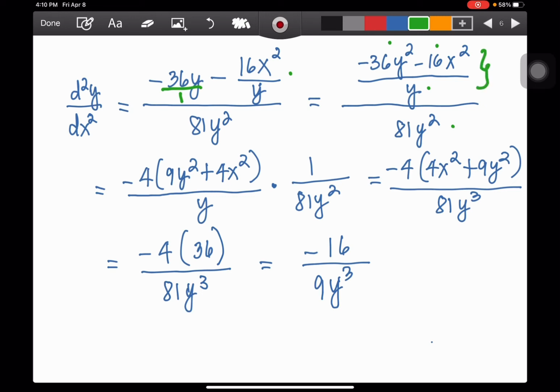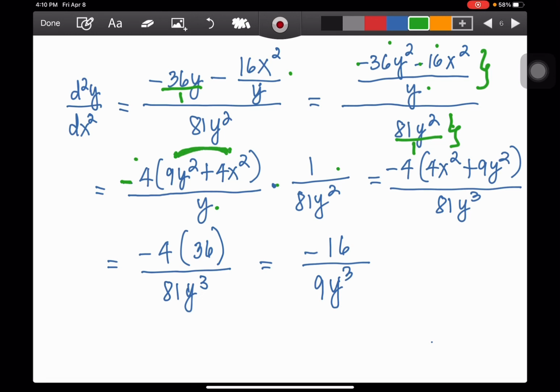Now, if you can remember your complex fractions, we have to copy the grand numerator. In this case, I directly factor out negative 4. Because these are all negative, I take out the negative sign as well as the common factor 4. So negative 36y squared divided by 4 is 9y squared, and negative 16x squared divided by negative 4 is positive 4x squared, all over y, times the reciprocal of our grand denominator, which becomes 1 over 81y squared.